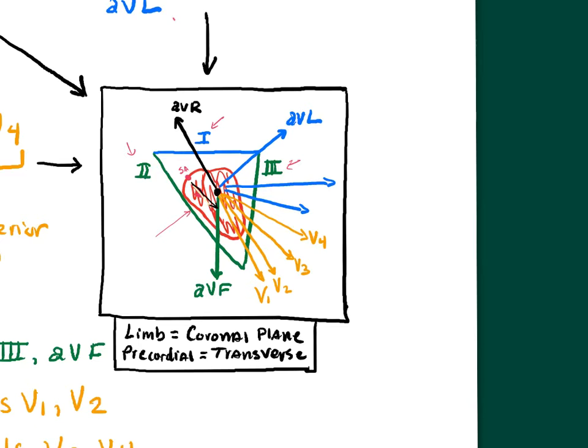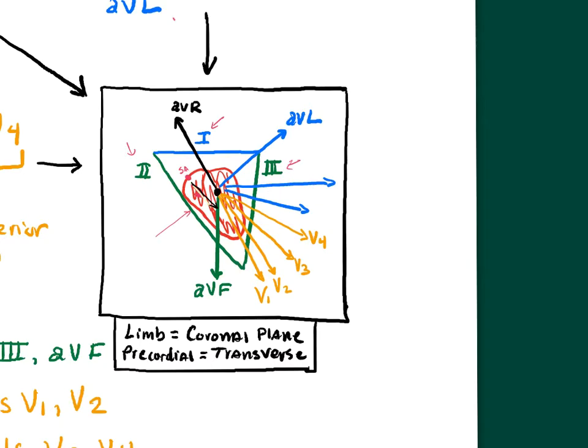And then AVF popping out at the front, again, what area is going to be most represented in AVF as it pops out of the front? The right side again, yeah, the right side, okay? And then your V leads, V1, 2, 3, 4, or your precordial leads, are going to be looking primarily, and imagine that these are popping straight out at you because the precordial leads are on the transverse plane, right? So they're going to be popping straight out at you. Primarily right or left? Left. Primarily left, right?